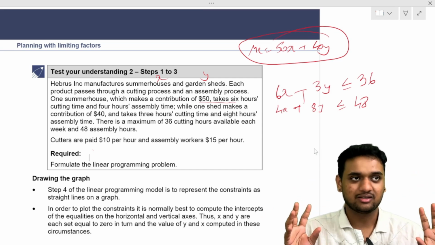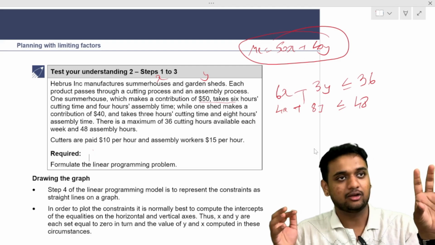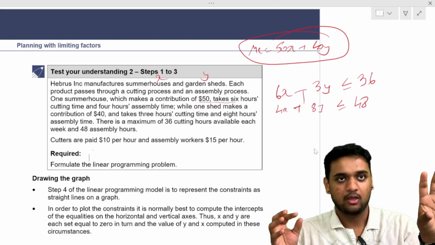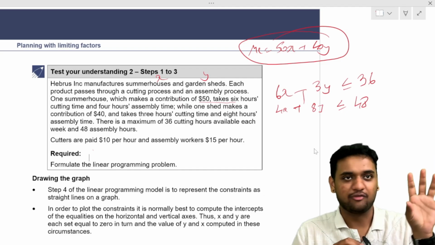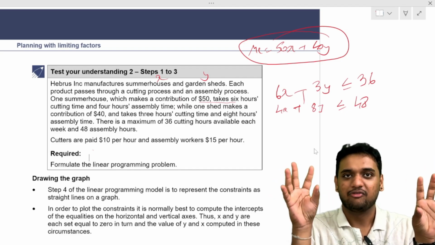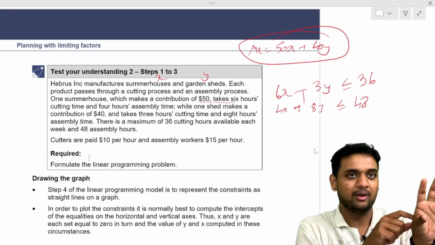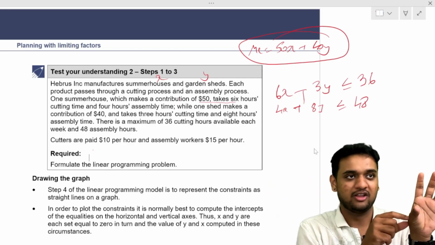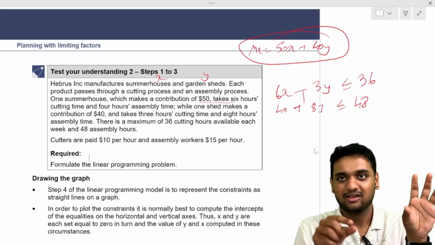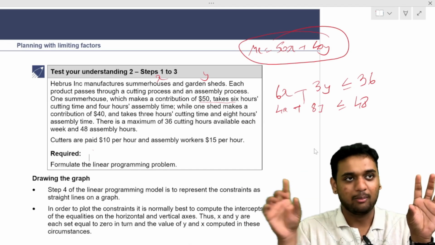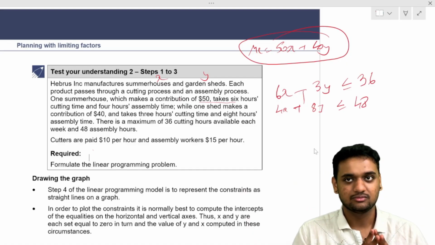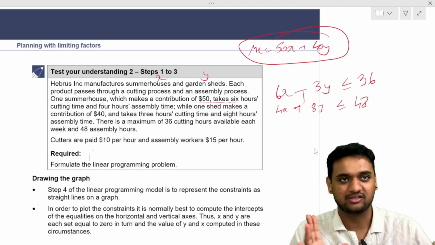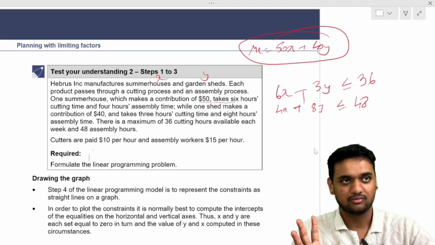French fries take 10 minutes of oil frying, gobi takes 5 minutes of oil frying. So 10 minutes of oil frying into the number of French fries, plus 5 minutes of gobi frying into the number of gobi, will be the total oil frying time. Suppose your oil frying time is only 5 hours. You can fry in oil only for 5 hours.